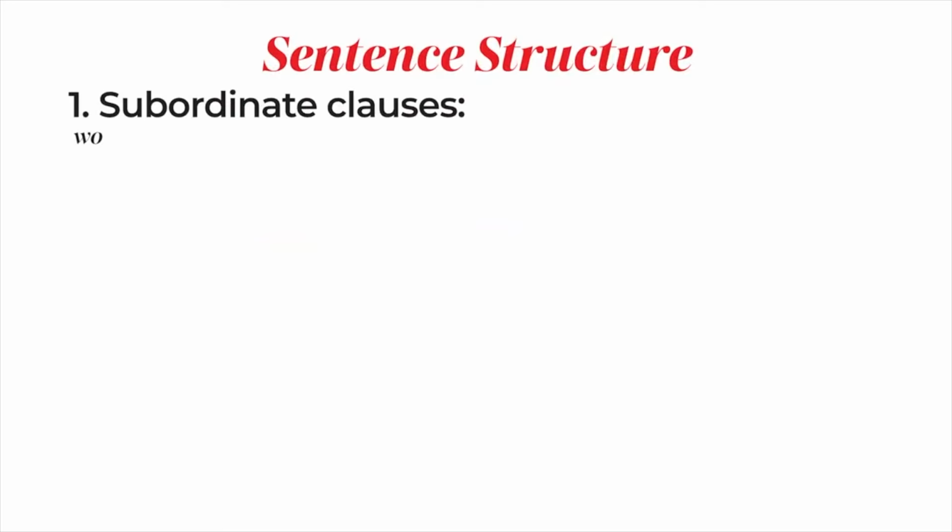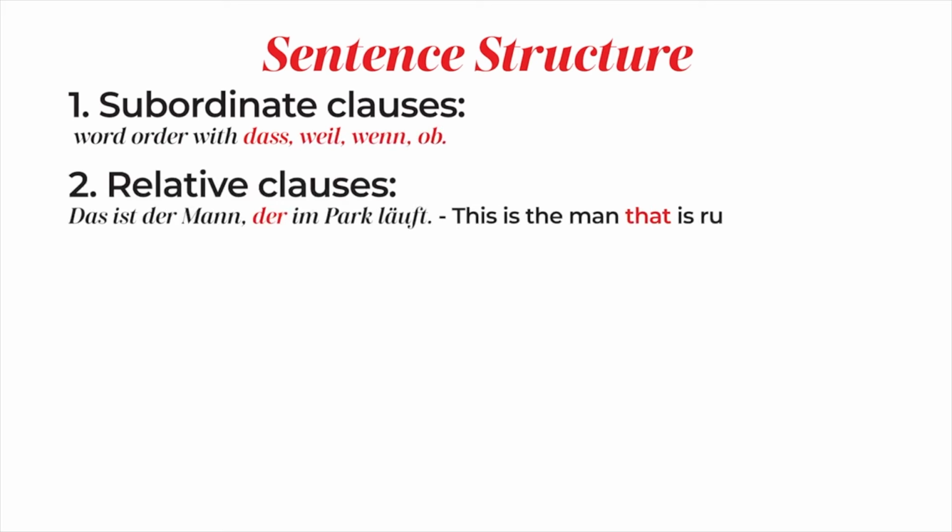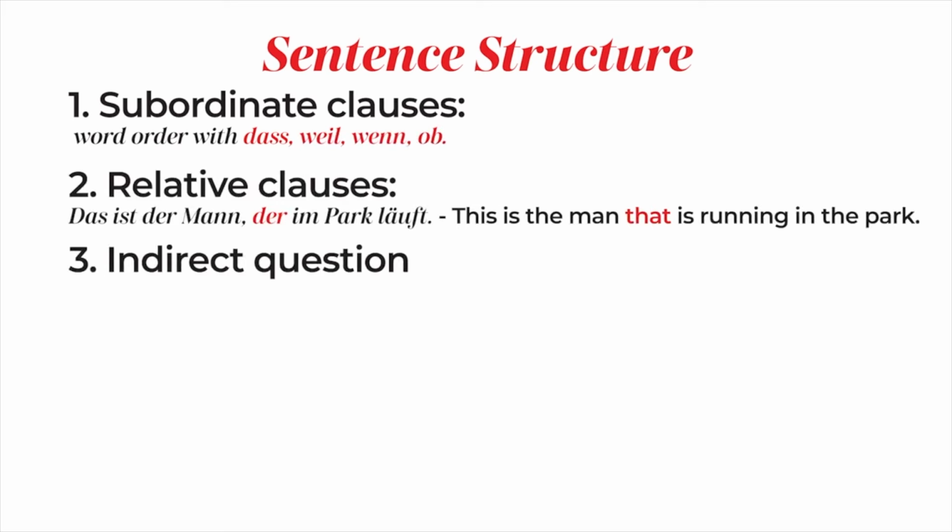Sentence structure. Subordinate clauses and their word order with dass, weil, wenn, and ob. Relative clauses. "Das ist der Mann, der im Park läuft." That is the man who is running in the park. Indirect questions.